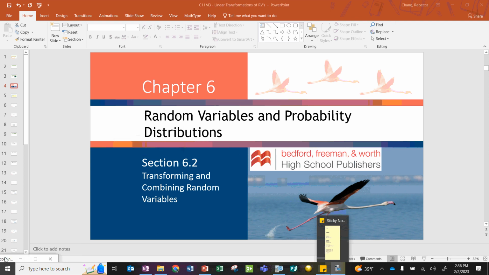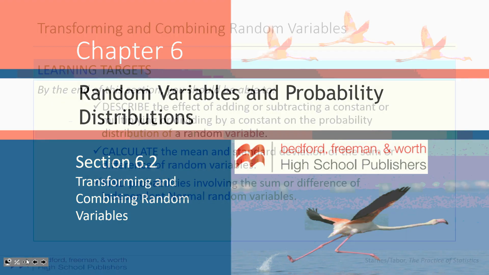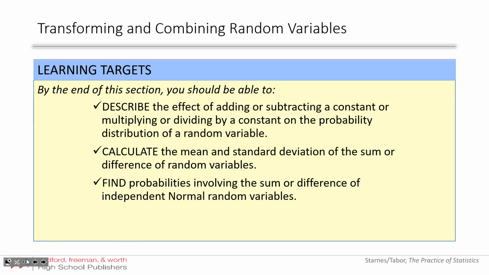Hi there. We are going to talk today about just the beginning of section 6.2, which is called transforming and combining random variables. And today we're going to focus just on the transforming part. This is going to feel like a lot of review because it is. We have done this before, just with raw data instead of thinking about it in terms of a random variable. So let's get started.